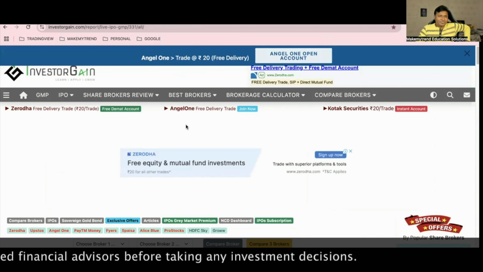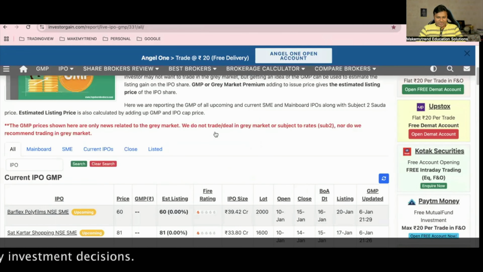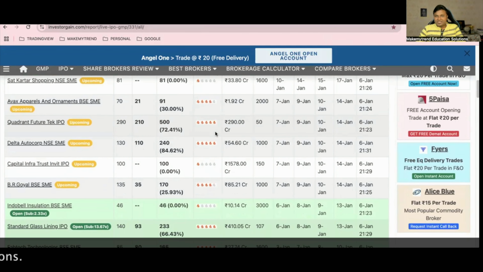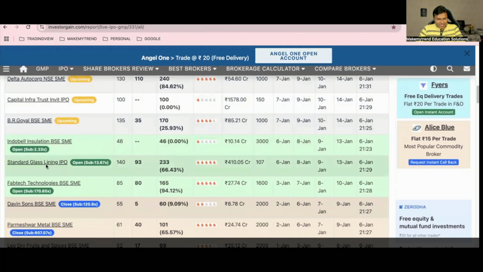The third website, which is a very, very popular website, is called investorgain.com. Here also you will be able to find the IPOs which are being listed, whether it is an SME IPO or from the main board. Both of those IPOs will be available. And the good thing is, when you click on the IPO which we are discussing right now, which is nothing but the Standard Glass Lining IPO.